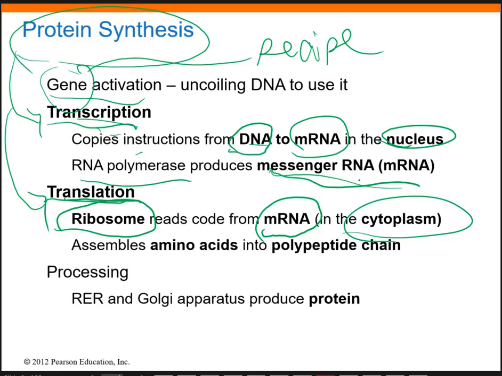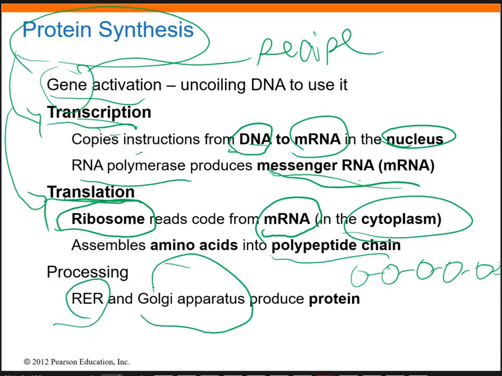And as it does that, it pulls together the amino acids and links them together in the right sequence. As the amino acids get hooked together, we get something called a polypeptide. That's just a chain of amino acids. Okay. And then after we have this big long chain of amino acids, we process that to make our final protein, right? So we use the rough endoplasmic reticulum for this. Sometimes we use the Golgi apparatus. They make some final finishing touches, and we end up with a protein, right?